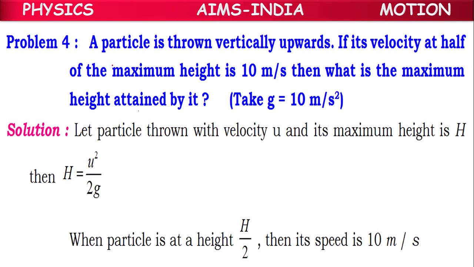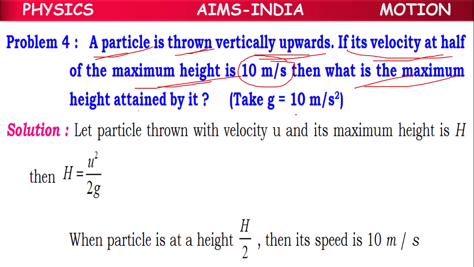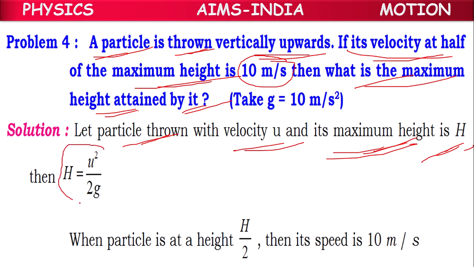Next one. Fourth problem. A particle is thrown vertically upwards. If its velocity at half of the maximum height is 10 meter per second, then what is the maximum height attained by it? So a particle is thrown with a velocity u, its maximum height is h. Then h equals u square by 2g, because the maximum height formula we already know, h equals u square by 2g, because we have thrown it with a velocity of u.